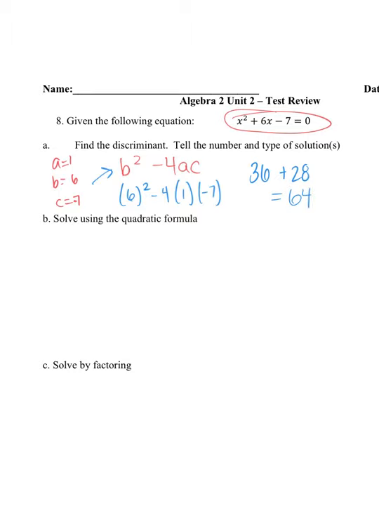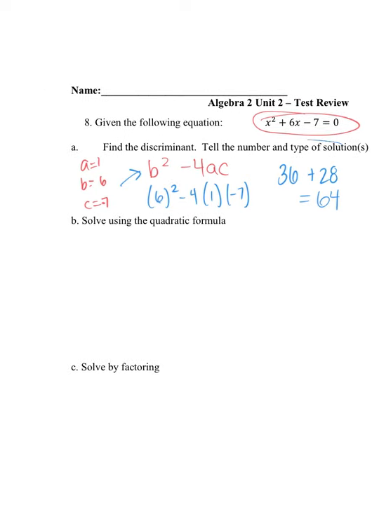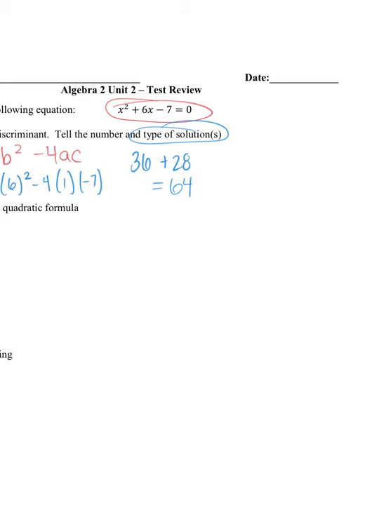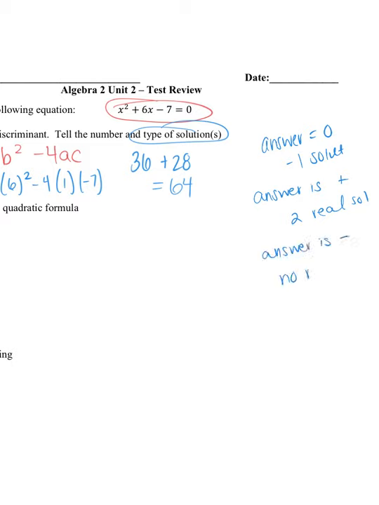But I also have to write what type of solutions this is. And if you remember, when your answer is equal to 0, it's 1 solution. If your answer is positive, it's 2 real solutions. And if your answer is negative, it's no real solutions. So in this case, the right answer would be 2 real solutions because it's a positive 64.